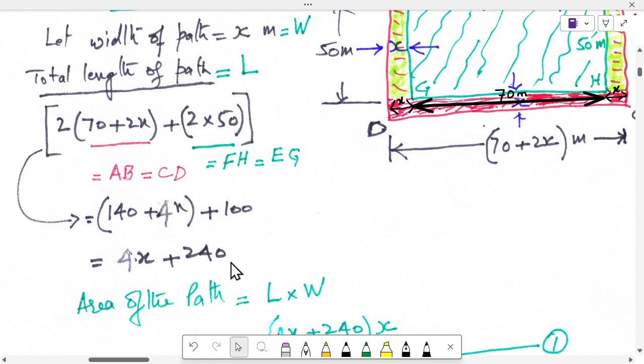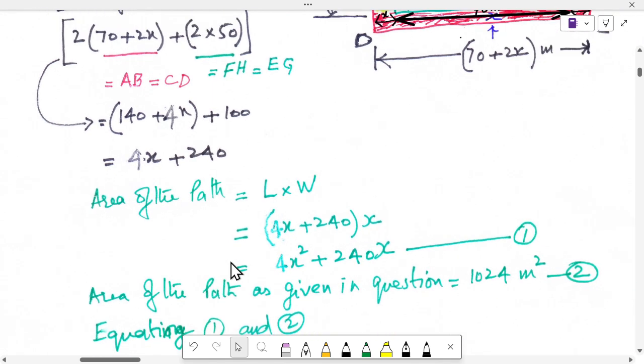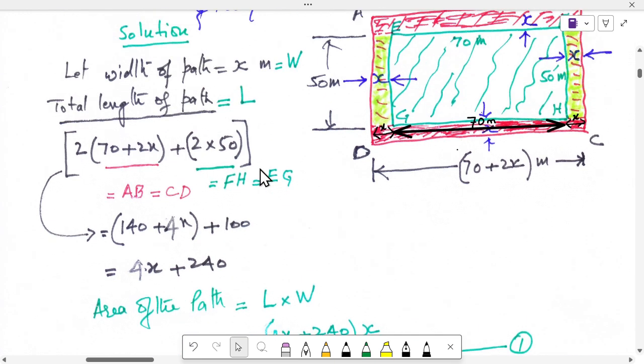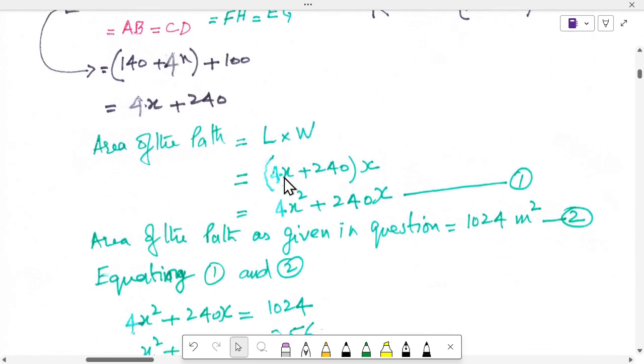To calculate the area of the path, we have to multiply the length of the path with the width of the path. The length of the path has been calculated as 4x plus 240 and the width of the path has been assumed as x. So we multiply (4x plus 240) in the bracket with x outside, and it works out to be 4x square plus 240x. This becomes our equation 1.